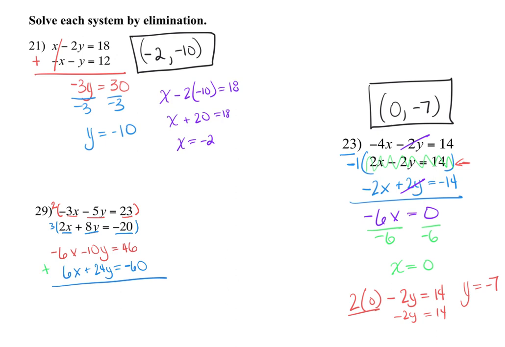My negative 6 and positive 6 are going to cancel. My negative 10 and positive 24 give me a positive 14. And my 46 and negative 60 give me a negative 14. And then just divide that out. Y equals negative 1.